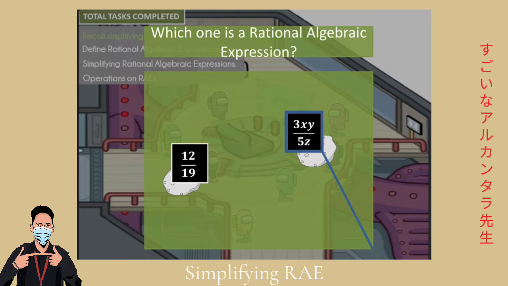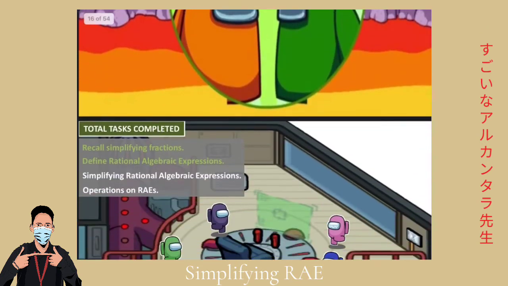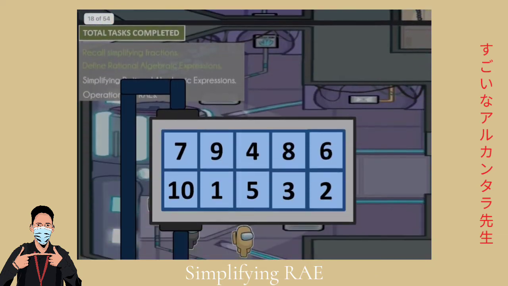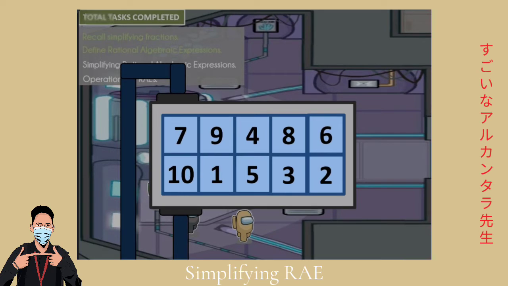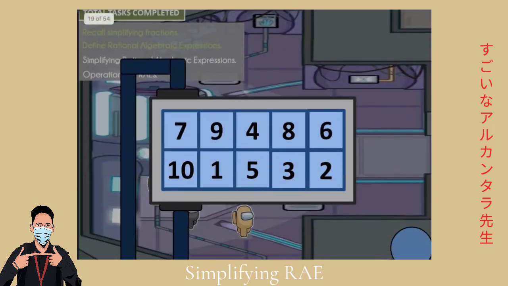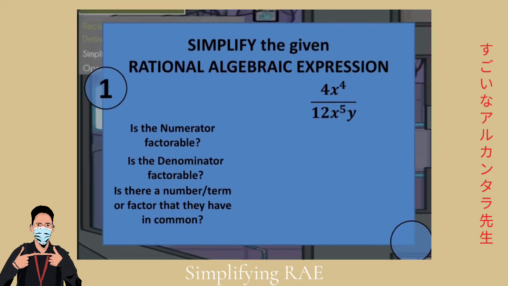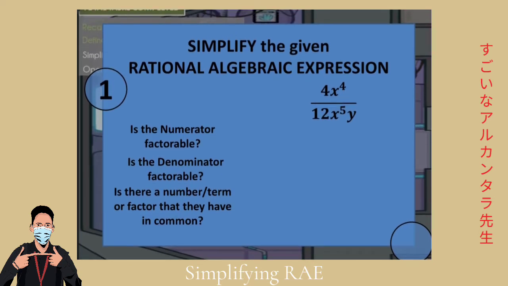So to continue, let's now go to our next task, and it's to simplify rational algebraic expressions. I have prepared 10 examples, and let's answer them one by one. Okay, let's go to the first one. The first one is 4x raised to 4 all over 12x raised to 5y. And I repeat, there are different ways of solving this, but what I would like to focus on is the use of the GCF.